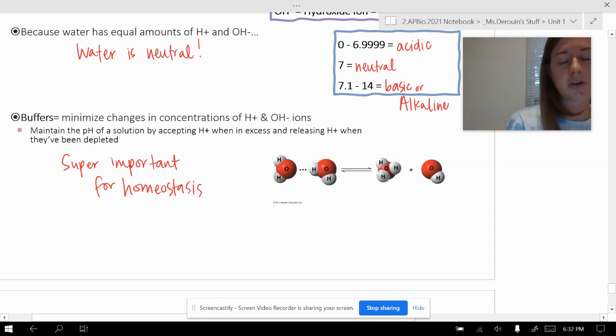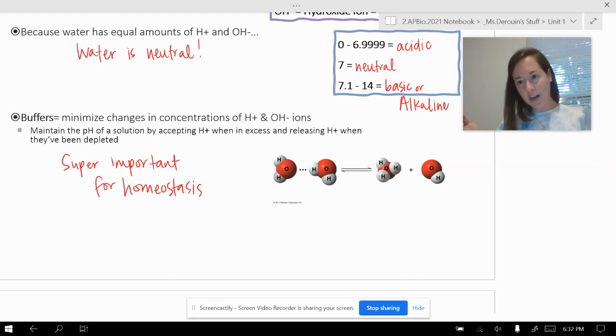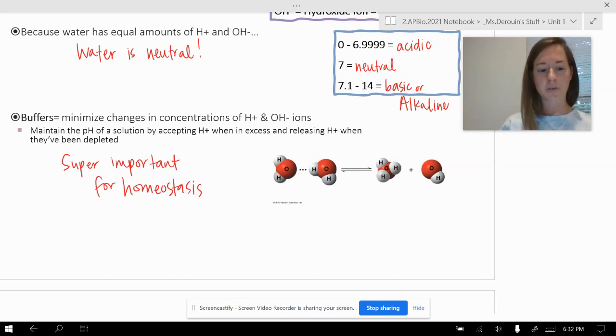And just as a refresher on that word homeostasis, that's maintaining a stable internal environment. Every cause of death at the end of the day is just irreversible loss of homeostasis or failure to maintain it. So it's super, super important, and buffers are a major way that we're able to keep our blood pH in check. Your blood pH, if it gets off even by 0.2, it can kill you. So it's really important to have these buffers working and doing what they're supposed to do.